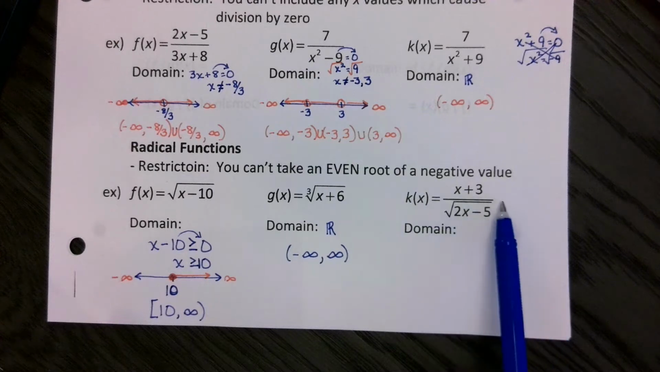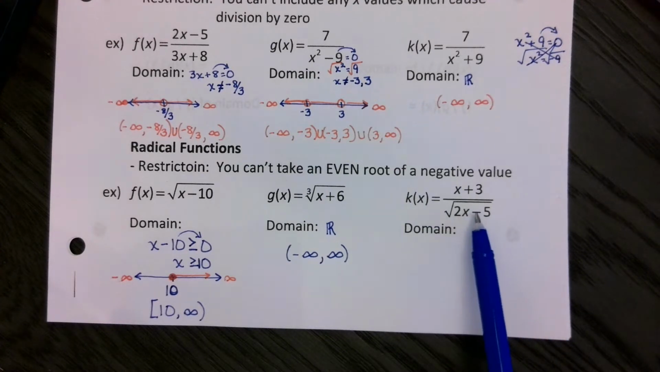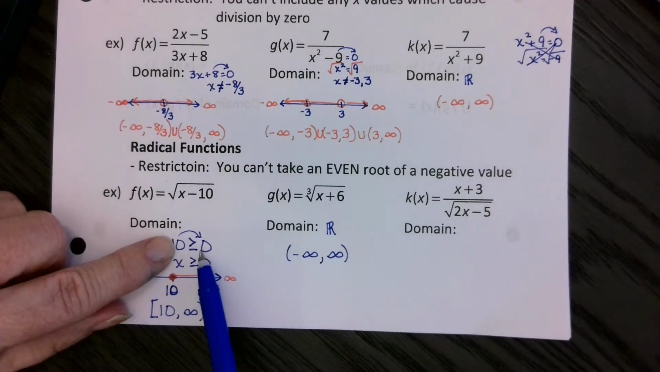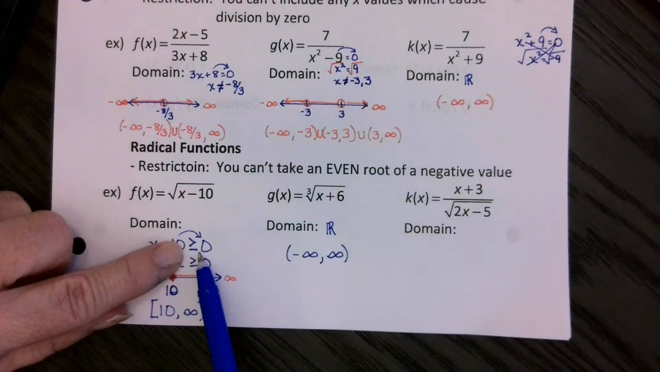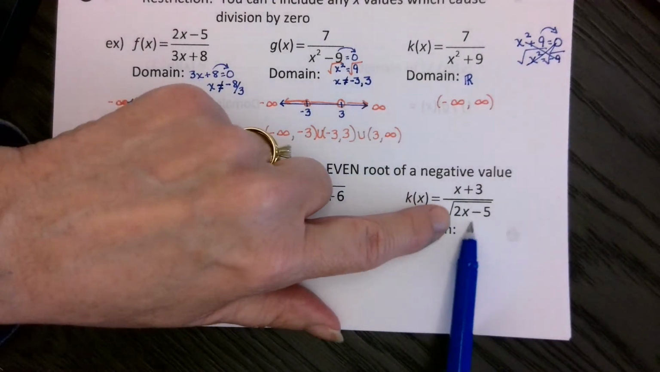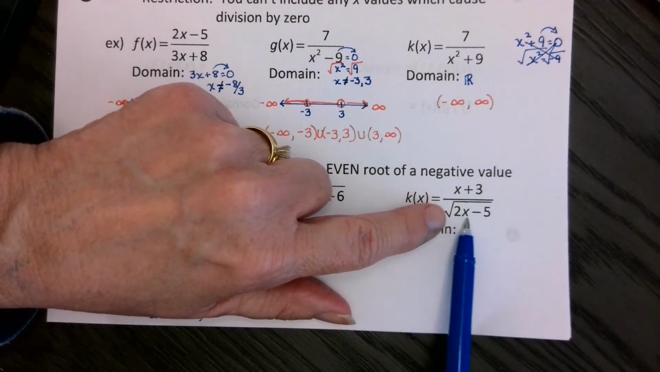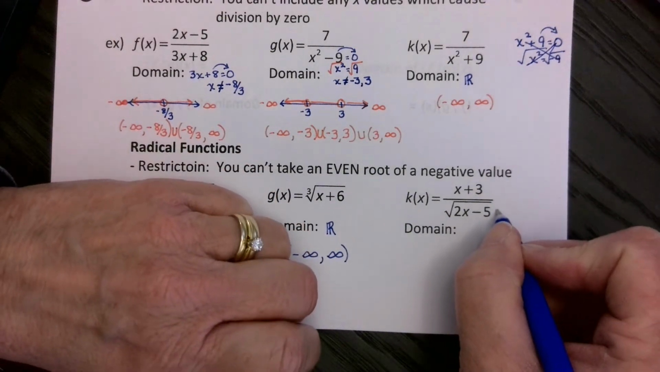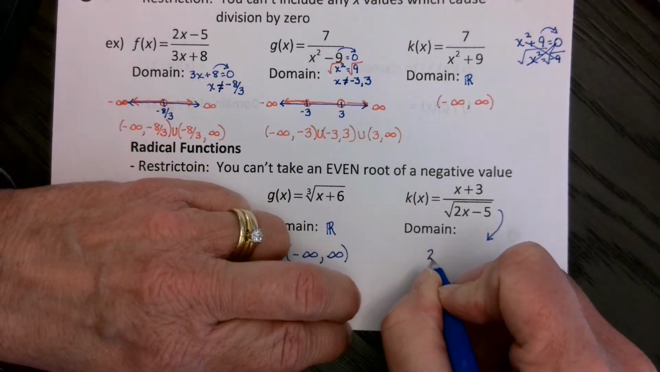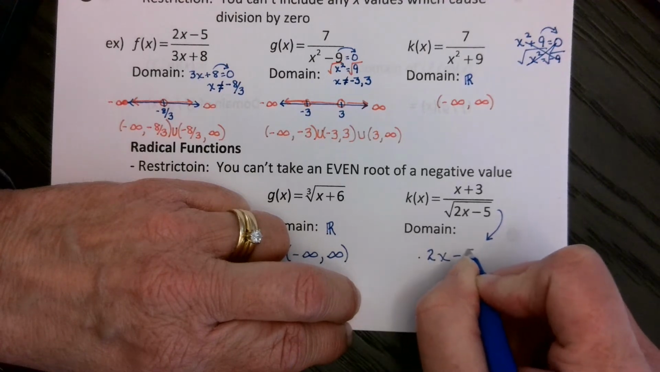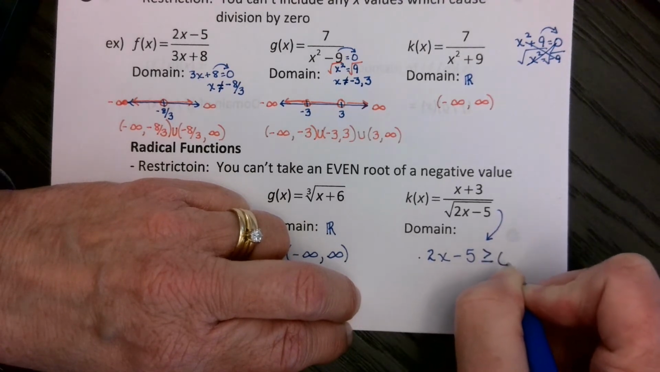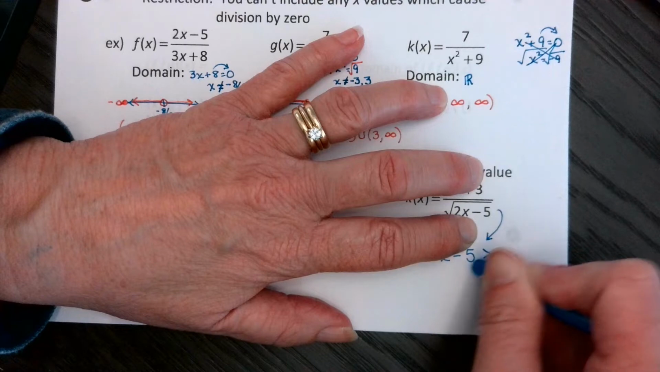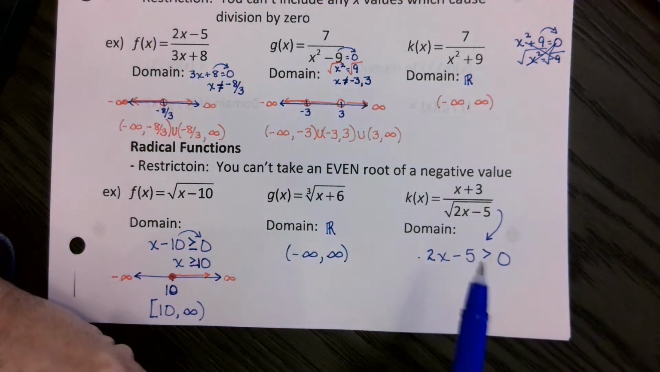Now here, this one's a little bit different. And the reason, now remember, if you ever see a square root, you set it equal, and you're trying to find the domain, you take it greater than or equal to it. But the problem with putting it equal to 0 is because this is in the denominator, we can't have 0. So normally, if it was in the numerator, you take the 2x minus 5, set it greater than or equal to 0. But because this is in the denominator, it cannot be equal to 0. It has to be greater than 0.